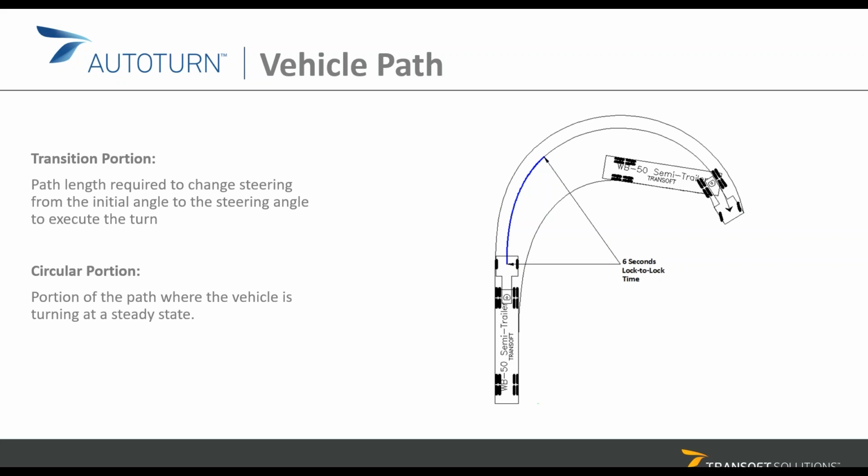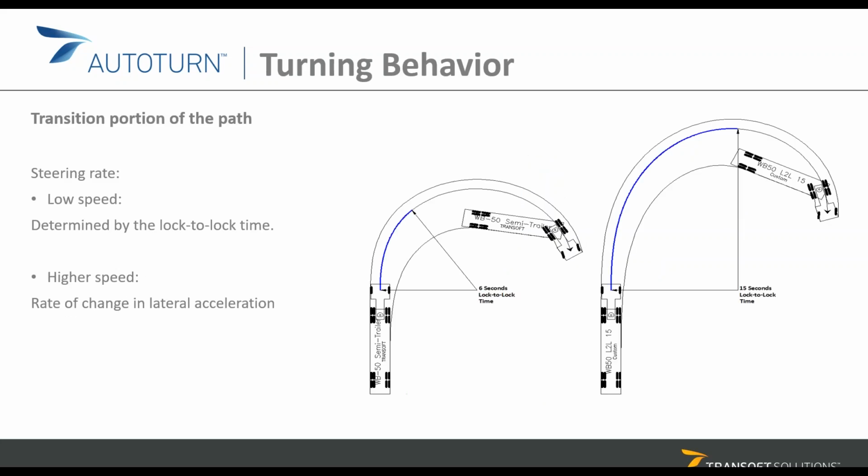So I'll explain that also later today. So we have our path. This is how it's created. And now let's talk a little bit more about the transition portion of the path.